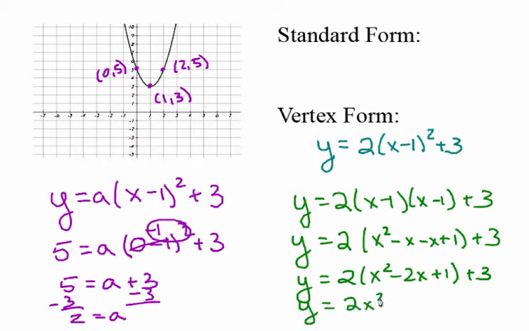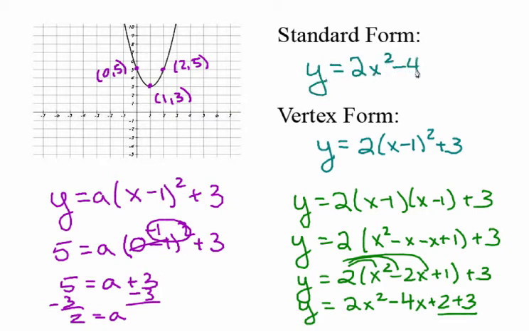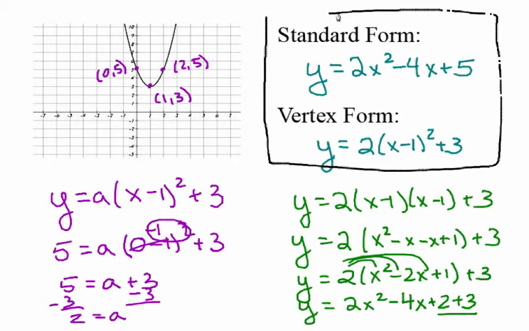So we have 2x squared, I'm distributing this 2 now, minus 4x plus 2 plus 3. We'll combine the positive 2 and positive 3 when we write it up here in standard form. Y equals 2x squared minus 4x plus 5. So here are our 2 final answers, one in standard form and one in vertex form.